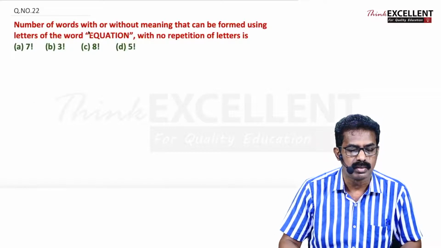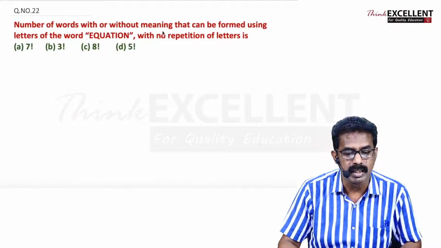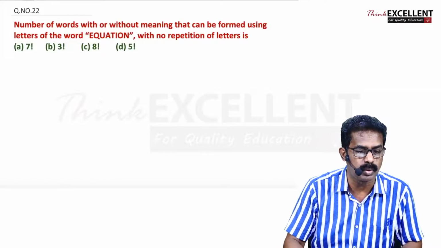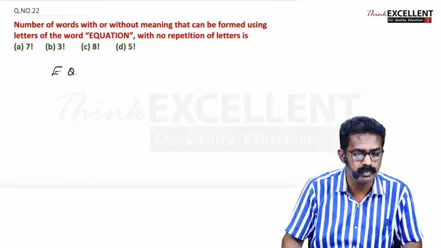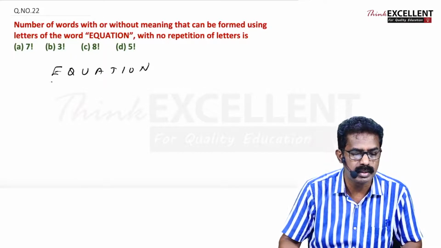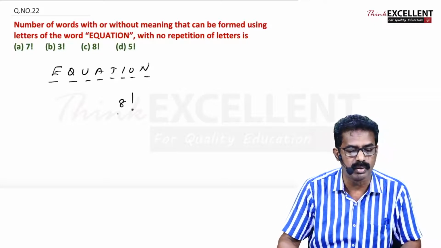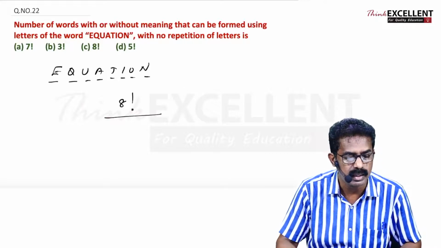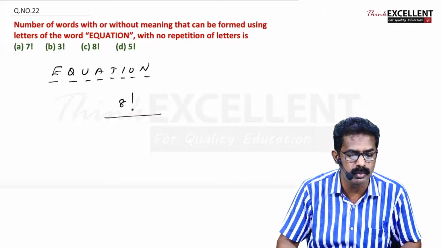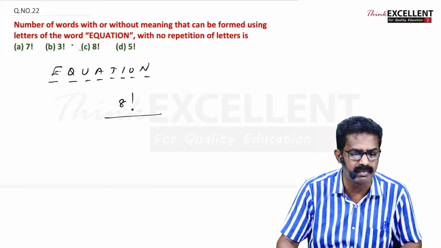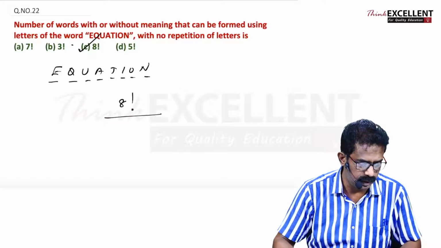Now question number 22 you see. Number of words with or without meaning that can be formed using the letters of the word equation. So how many letters are there? 1, 2, 3, 4, 5, 6, 7, 8. So 8 letters can be arranged in 8 factorial ways. But see the repetition. E repeats one time, Q one time, U one time. Every letter repeats one time only. So no denominator. Your answer is what? 8 factorial itself, right?